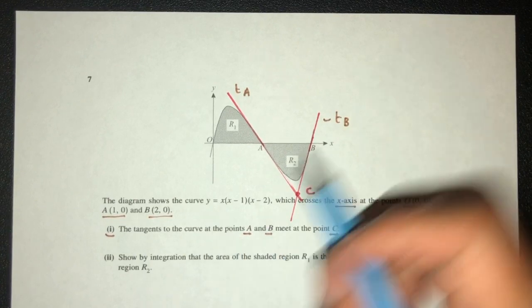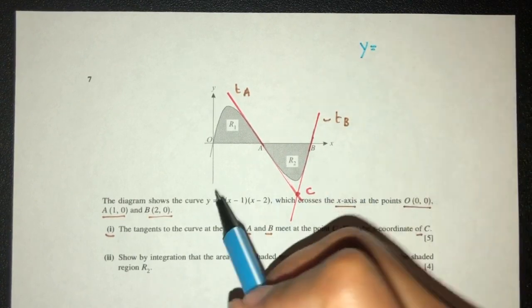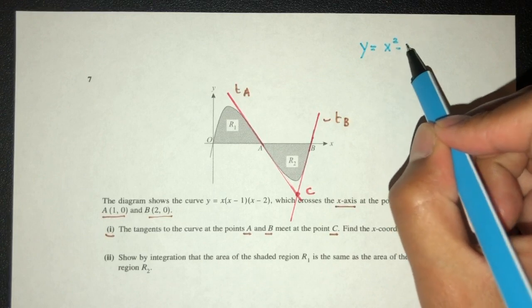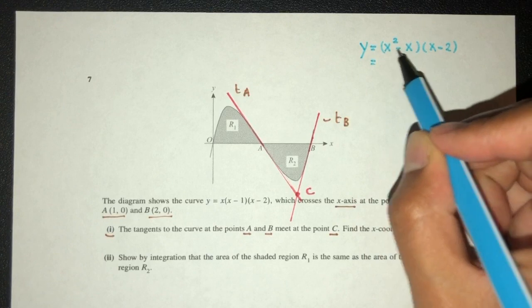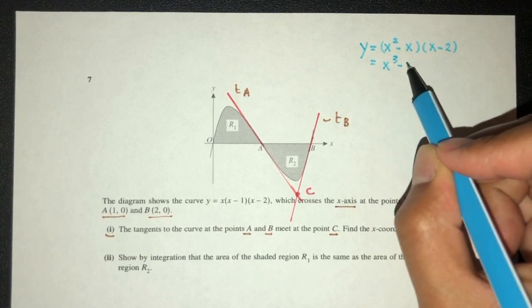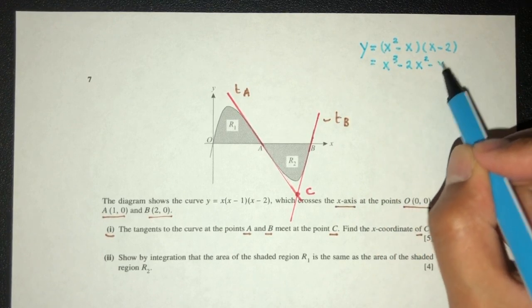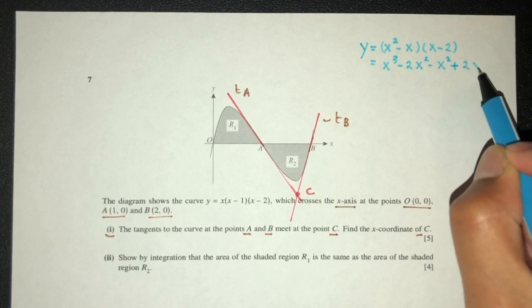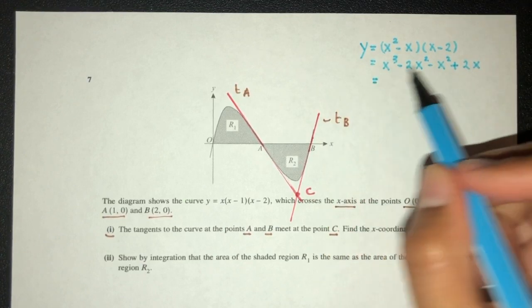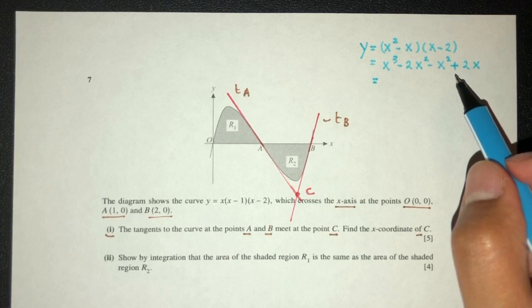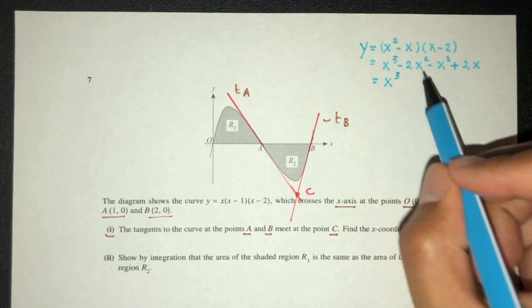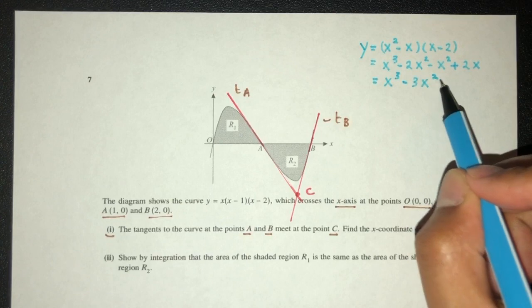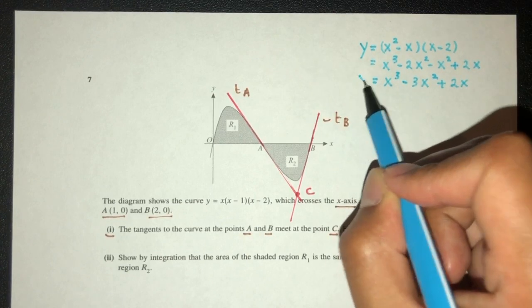Here we know y is this. So let's expand. y is equal to x squared minus x multiplied by x minus 2. Expand, you will have x cubed minus 2x squared minus x squared plus 2x. So finally here we have x cubed minus 3x squared plus 2x. This is my value of y.